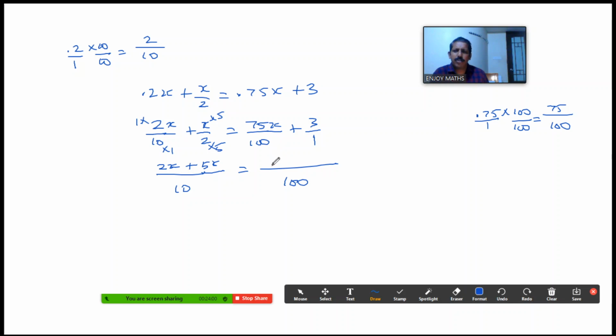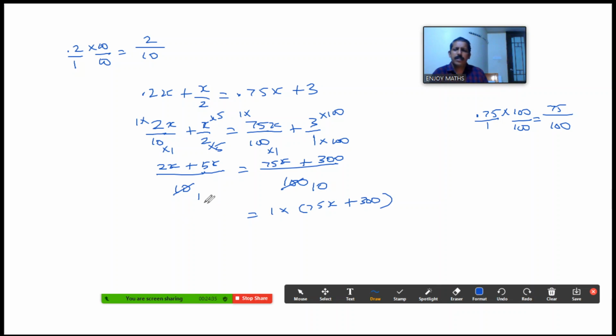Now this becomes 1 into 75x, I would say 75x, and this is 100, so this is also multiplied by 100, it will get 300. Now there is only one denominator here and one denominator, so I can cut like this, 100 is 10 times. This also is possible, so this becomes 1. So 1 into multiply 75x plus 300.